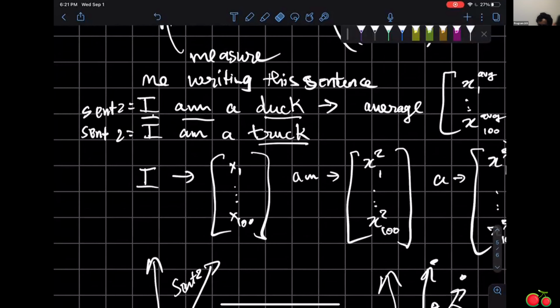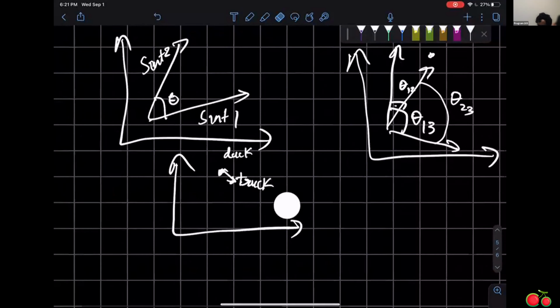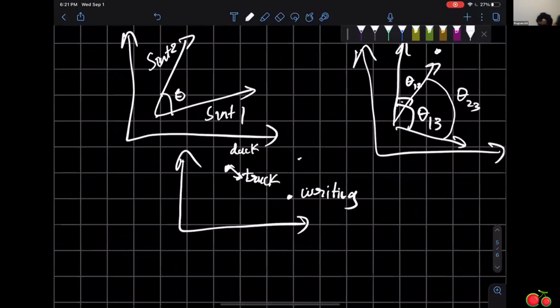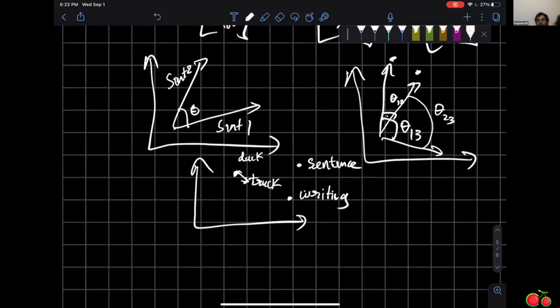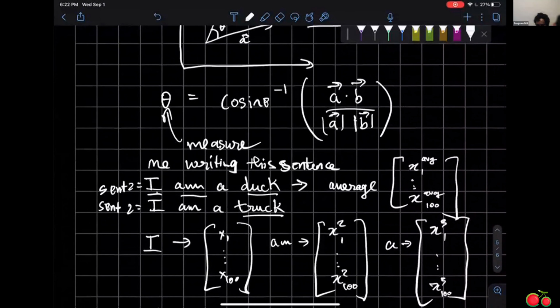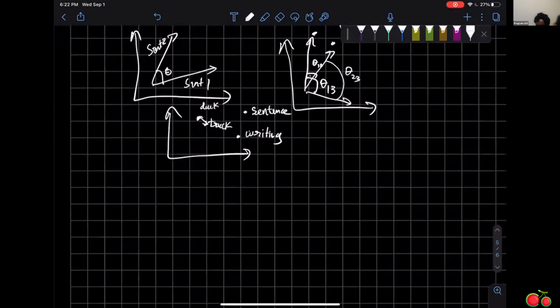Whereas the word sentence or writing would be somewhere else. So the word writing will be here, sentence would be here, or something like that, right? So these two words are going to be similar. That's why understanding something like cosine, like the dot product, is very important. This is an application of this definition of the dot product. Any questions for this? So this is the dot product, and I'll move on to the next one.